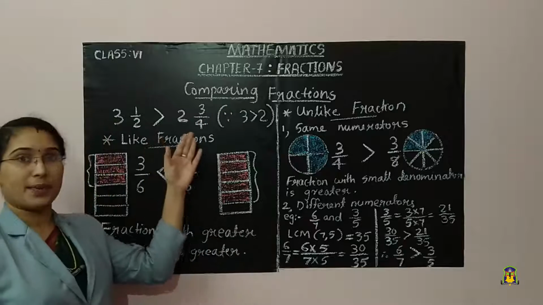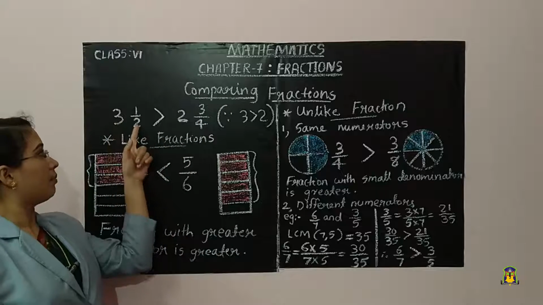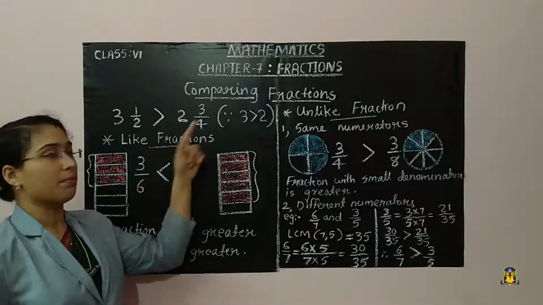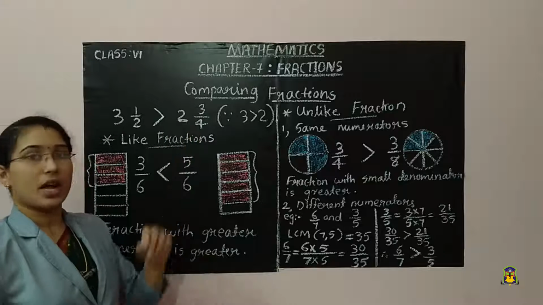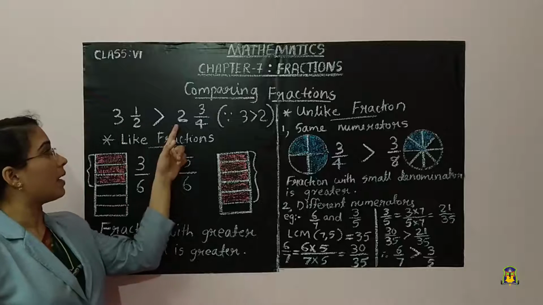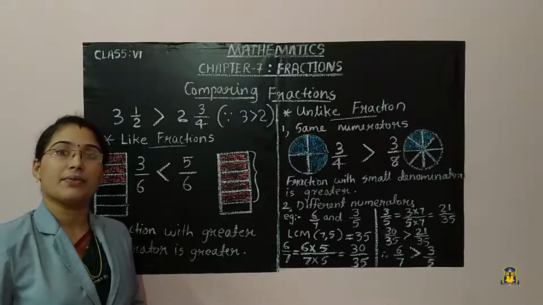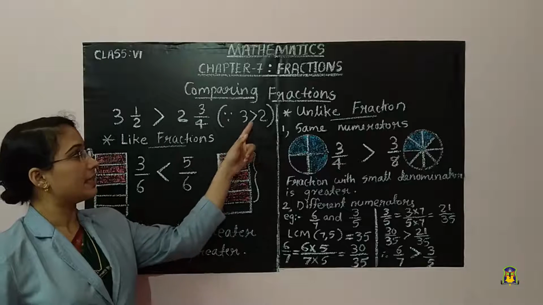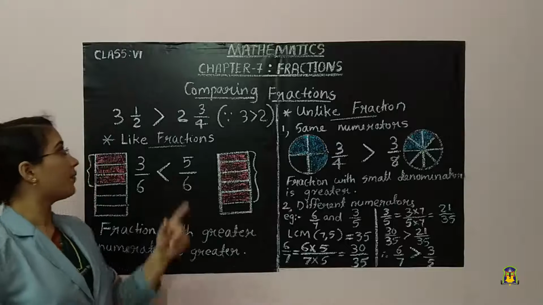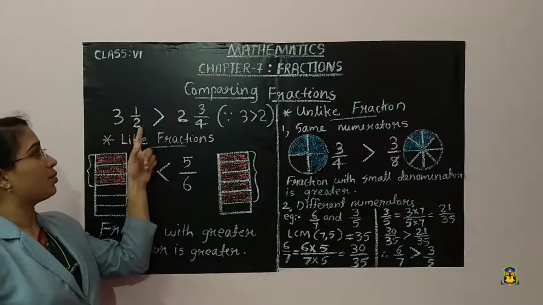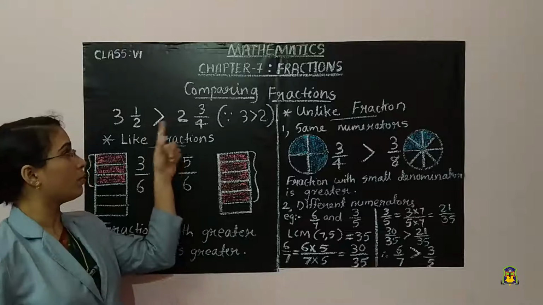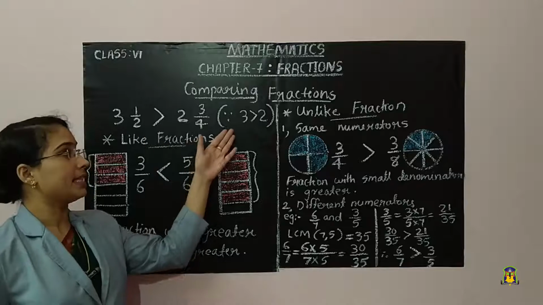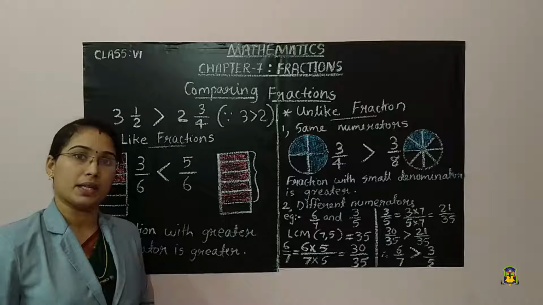Here you can see two mixed fractions, 3 1 by 2 and 2 3 by 4. In a mixed fraction we have a whole number part and a fractional part. Here the whole number parts are different, so very easily we can compare. Here 3 is greater than 2. So we can say 3 1 by 2 is greater than 2 3 by 4. So very easily with the whole number part we can compare the fractions.